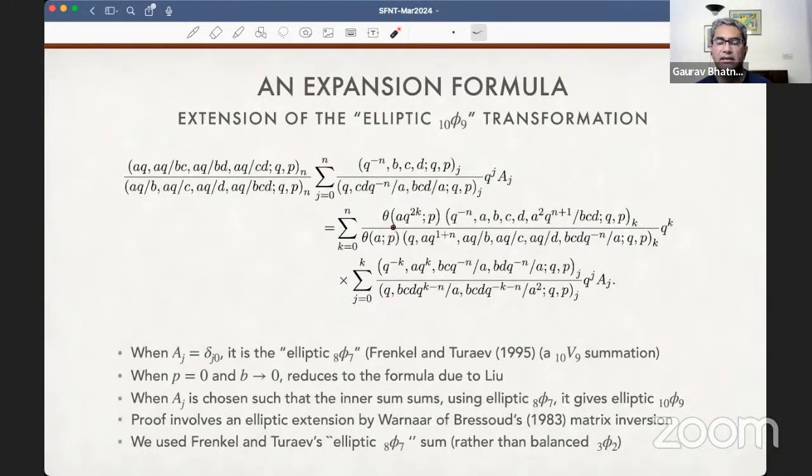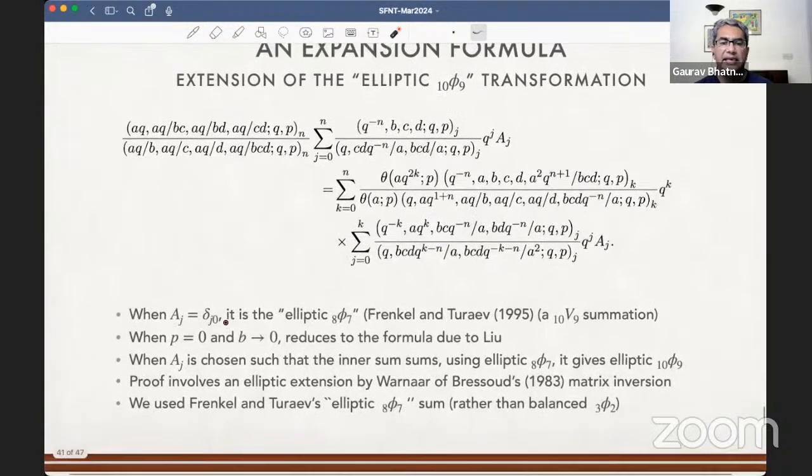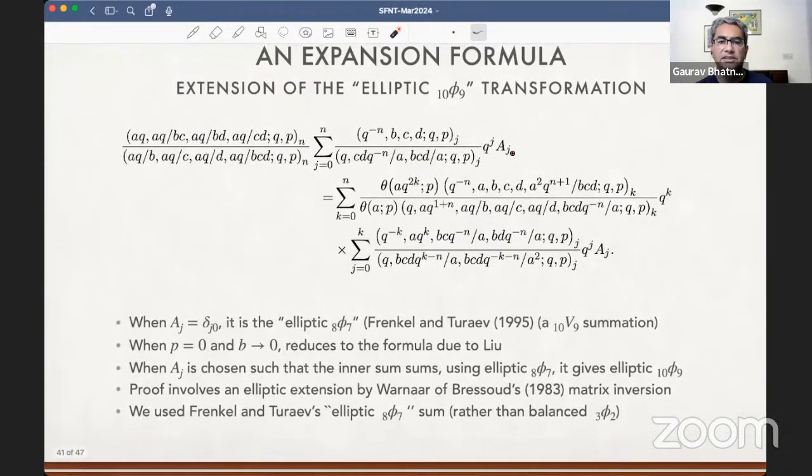And there are these theta things which correspond to a very well-poised part, almost. And when A_j is a delta function, which means it's 0 unless j is equal to 0, then this boils down to an elliptic 8phi7, which is Frenkel and Turaev's 10v9 summation theorem. So it's an extension, and if p is 0 and b goes to 0, it reduces to some of the formulas of Liu.